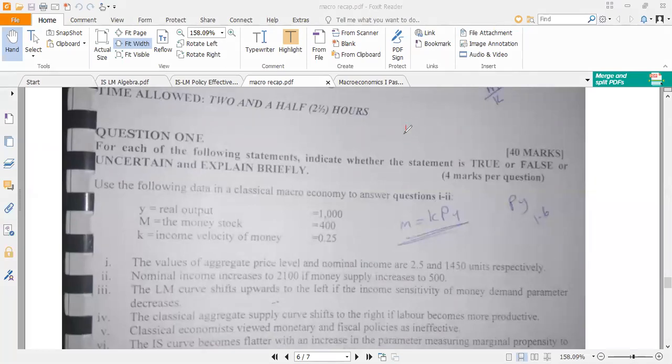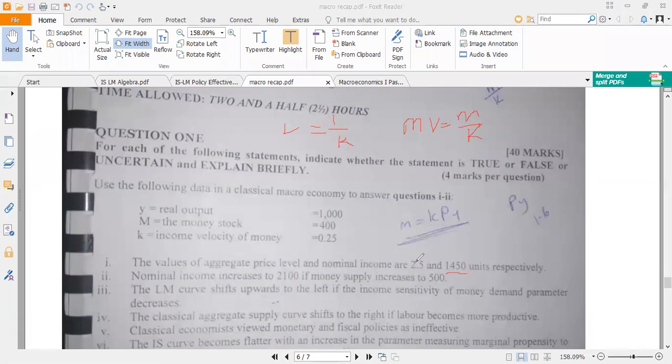income. The nominal income is M times V, but we know that V equals 1 over K. So MV is the same as M over K. Here our M is 400, so what is 400 divided by 0.25? That should give us 1,600, which is not 1,450.